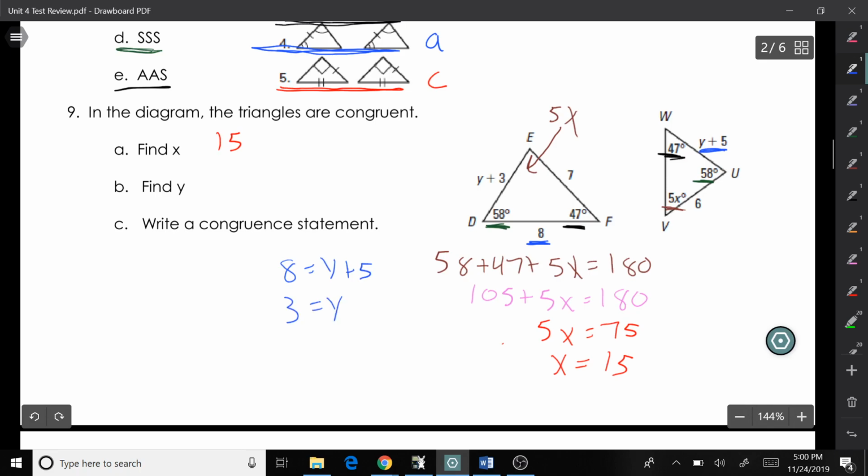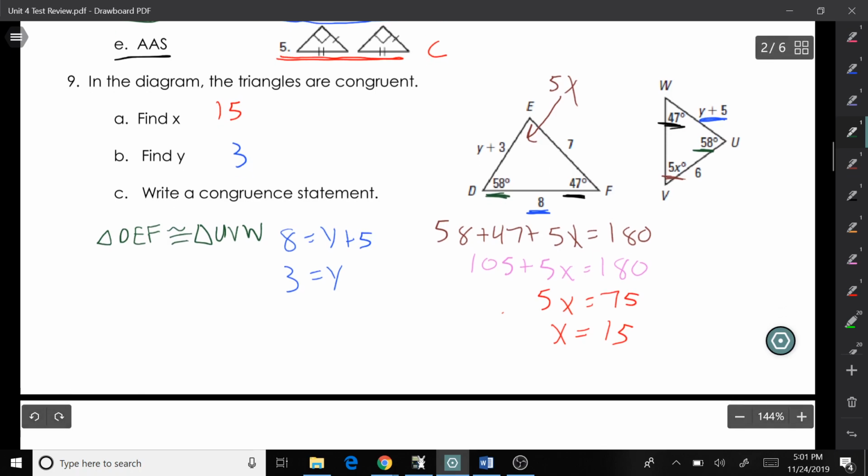So 3 is equal to Y. And then the congruence statement, the reason why I did all this with colors and stuff is because now I can easily see what's going on. So my congruence statement is going to be triangle DEF is congruent to triangle, and I started at green and I went to brown, so I could go UVW. So that is my congruent statement. Let's look at the next page.